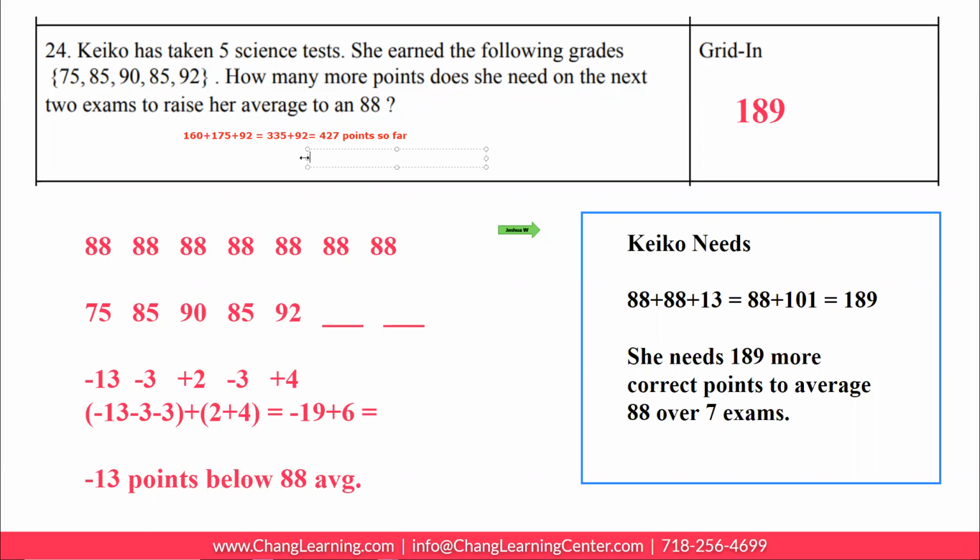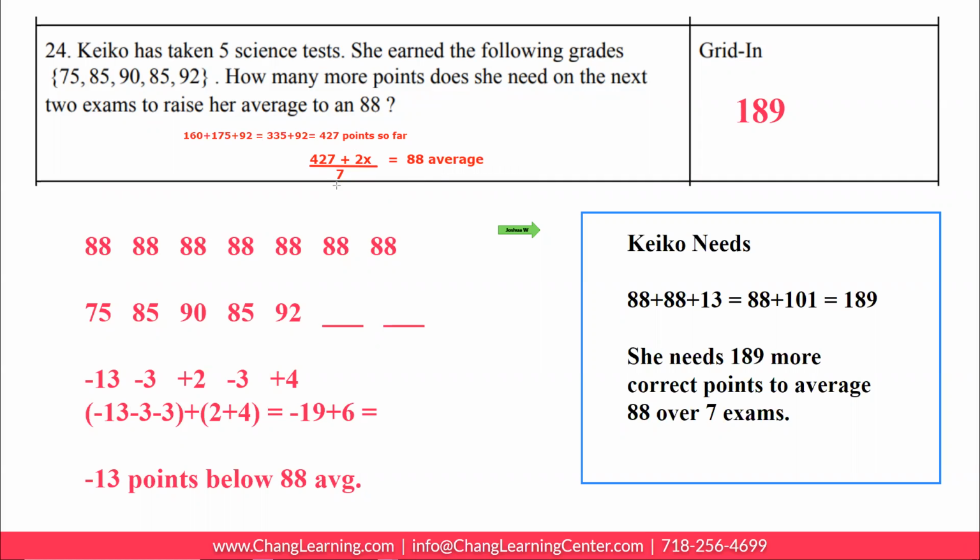But she's also going to take 2 more exams. So 427 plus 2x. We take all those points and divide by 7. She wants to have an 88 average. So here's the average formula for Keiko. That's her points so far, 427, plus the 2 next tests, and divide that by 7. That's all of her points altogether divided by 7 tests now, because she's taken 2 more, equals 88.